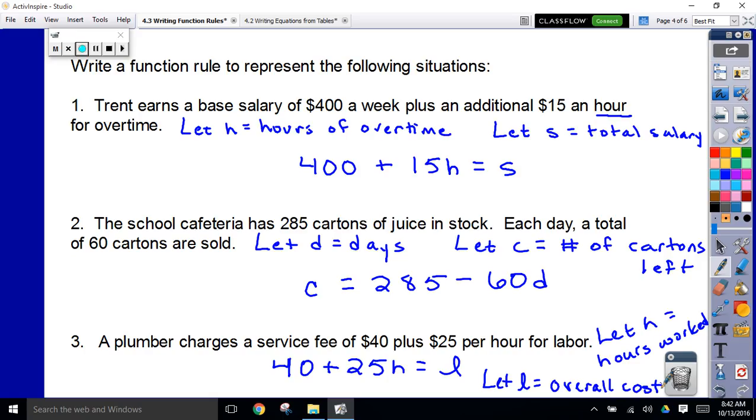And we could look at that two ways. We could let L be the overall cost to the customer, or we could say L is the overall amount that the plumber is going to earn. So we could look at that either way.